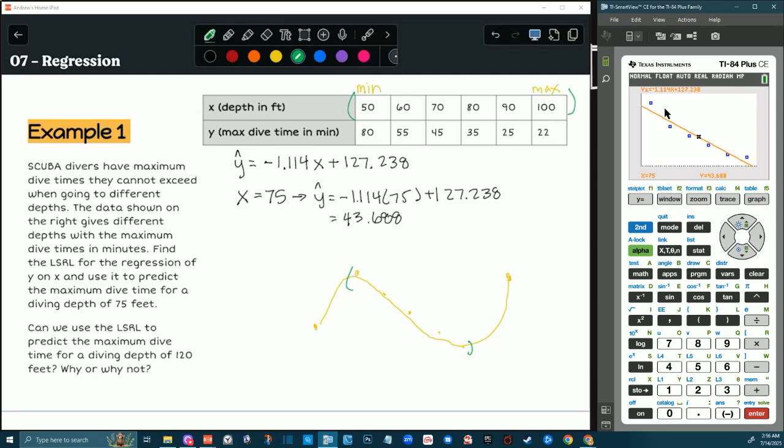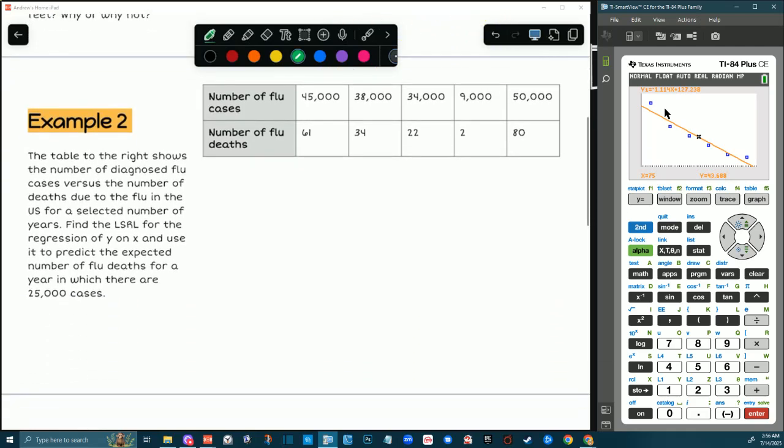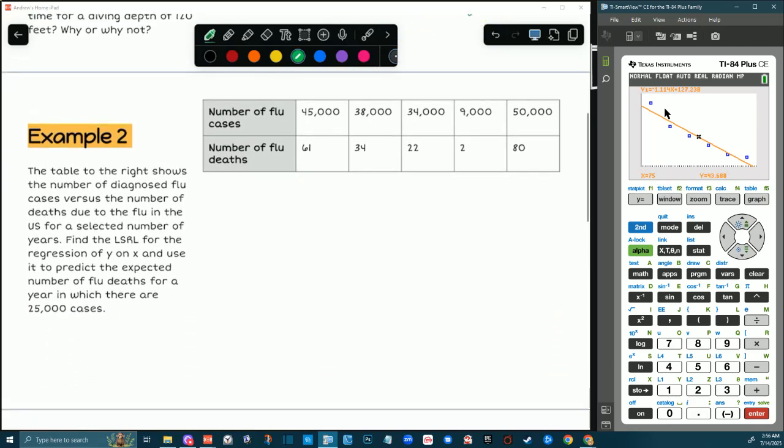All right, I'm going to do one more example really quick, and then we will be done with the week 6 material. So our second example, we're using that flu data from our last video. It says, find the least squares regression line for the regression of y on x. Use it to predict the expected number of flu deaths for a year in which there were 25,000 cases.